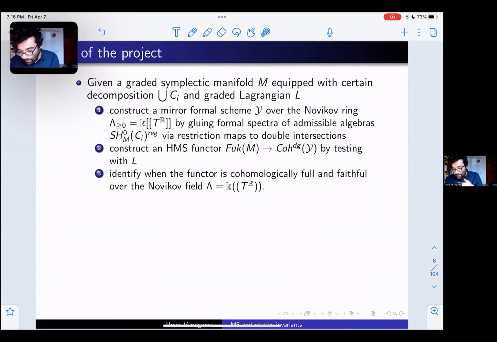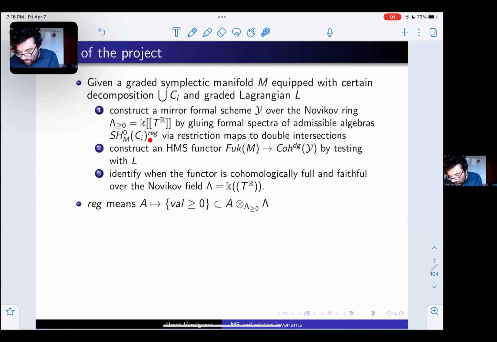Okay. And then finally, the eventual goal is to identify when this functor is cohomologically full and faithful. But you don't really expect this cohomologically full and faithful over the Novikov ring, but you expect it over the field. So you want to replace this formal scheme with its Raynaud fiber or rigid analytification, the Berkovich space that you obtain by just tensoring everything with the Novikov field. Yeah, but to make that statement, you might want to assume that this base ring is C or some nice field.